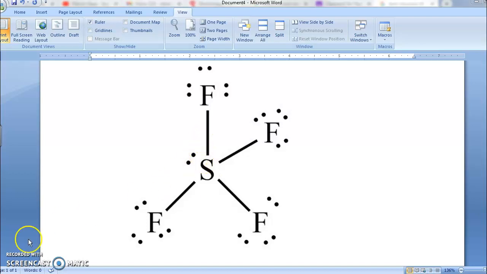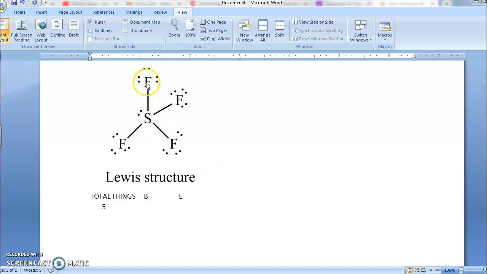First of all, how many total things are there on the central atom? Counting total things, we're going to start by counting the bonded atoms, not the bonds, the bonded atoms. There's 1, 2, 3, 4 bonded atoms, and there's one lone pair. So that's 5 total things. We count the pair as one thing and each bonded atom as another thing. How many bonded atoms are there? There are 4.